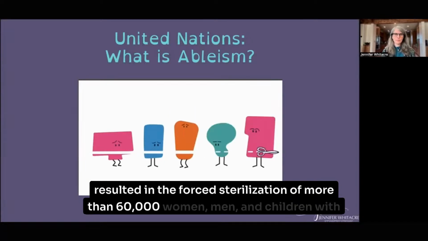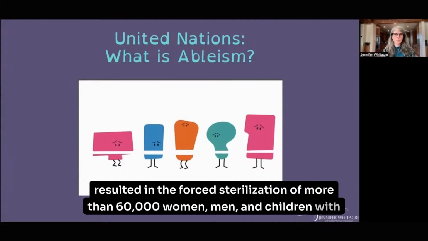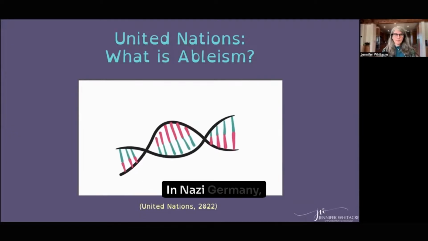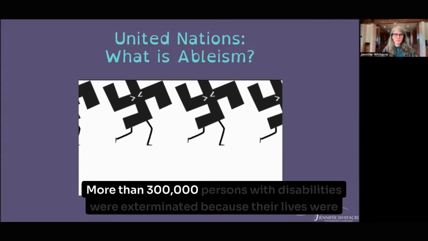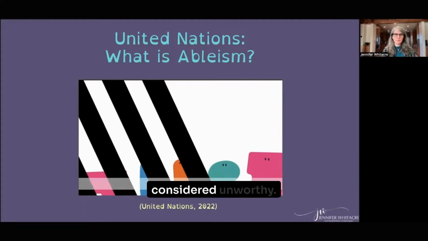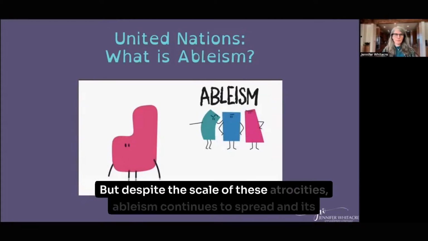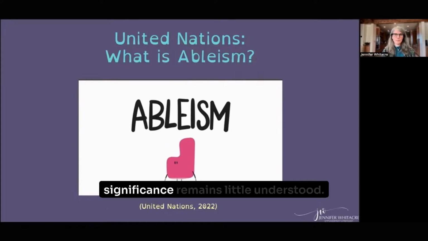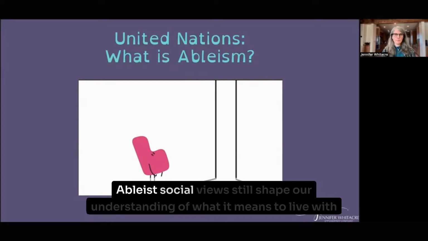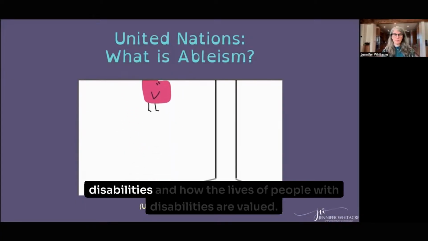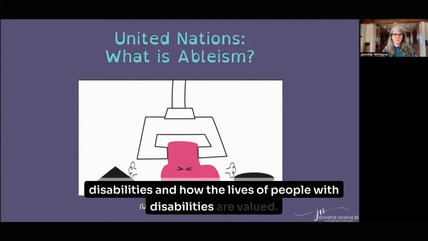more than 60,000 women, men, and children with disabilities under the pretext of improving humanity's gene pool. More than 300,000 persons with disabilities were exterminated because their lives were considered unworthy. But despite the scale of these atrocities, ableism continues to spread, and its significance remains little understood. Ableist social views still shape our understanding of what it means to live with disabilities and how the lives of people with disabilities are valued.